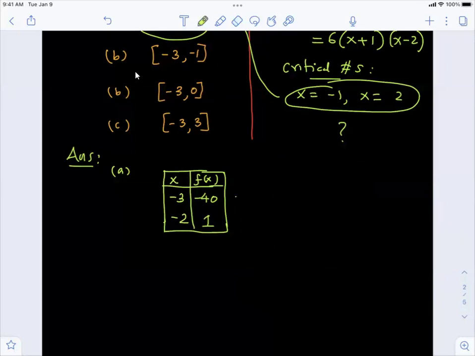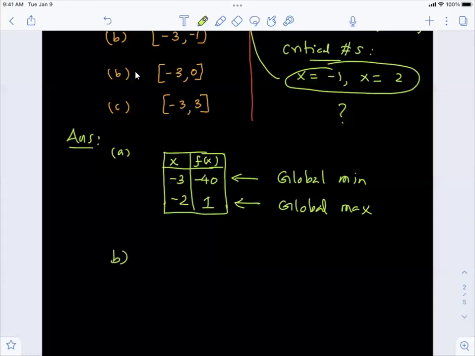Now all you need to do is to compare these values. Which one is bigger, which one is smaller? So the bigger value is going to be the global max, and the smaller value, of course, negative 40 compared to 1, is the smaller value. So that's a global minimum.